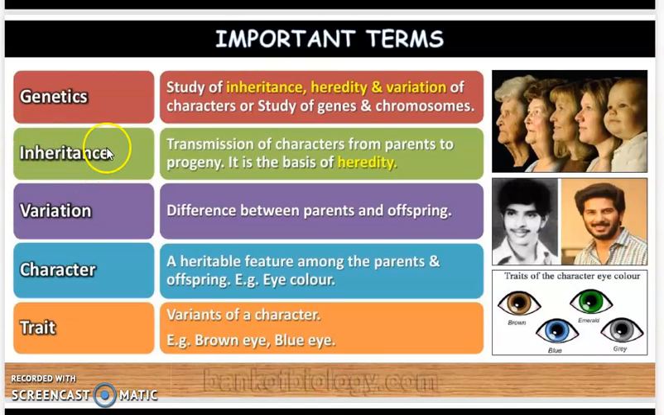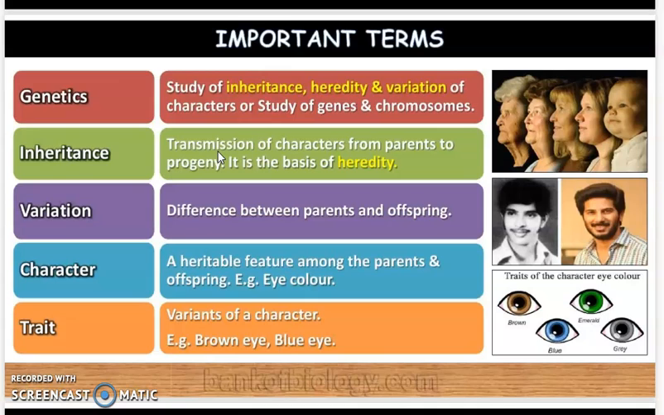Now what is inheritance? Inheritance is nothing but transmission of characters from parents to offspring. Progeny is nothing but offspring. The characters of a parent organism are being transferred to the progeny. Here only characters are involved in inheritance and it is the basis for heredity. Only when it gets inherited can we say that heredity is happening in living organisms, right?